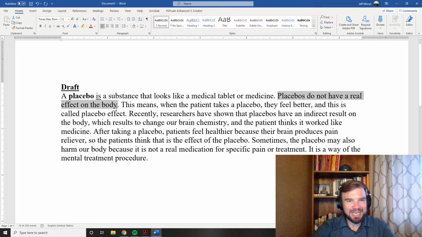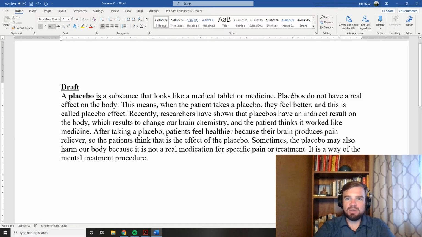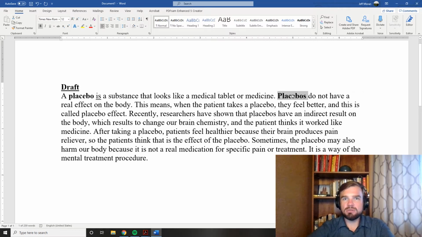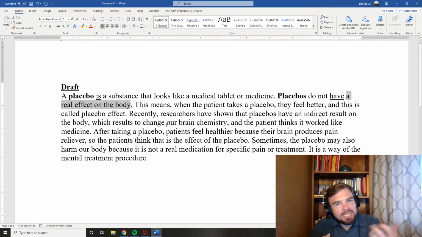And if you look at the second sentence as well, placebos do not have a real effect on the body. Well, once again, we have placebos, a noun. Have is our verb. Placebos, again, is a noun, and it's our subject for the sentence. Have. And then same thing. In this sentence, we get some information about what a placebo does or does not have, right? Again, don't worry about this too much. This is not a grammar class, but this is an adjective phrase.